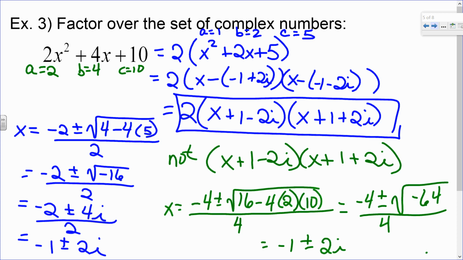If I FOILed this, x times x, I'm going to get something that starts with x squared, and I'm supposed to have factors that give me something that starts with 2x squared. So that 2 is a necessity in there. You've got to have it. So when you're doing these, do that much of the FOILing. x times x is x squared. Oh, that's not what I needed. I must have forgotten a GCF, so write it in.